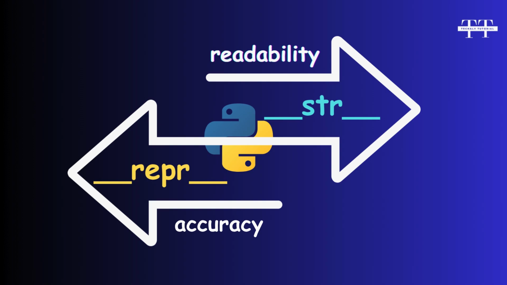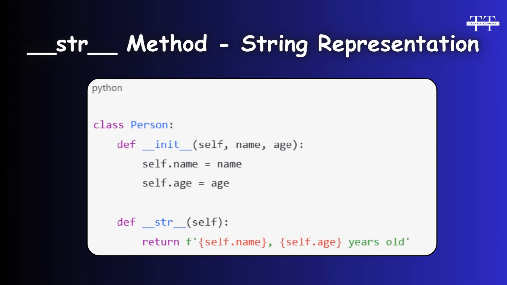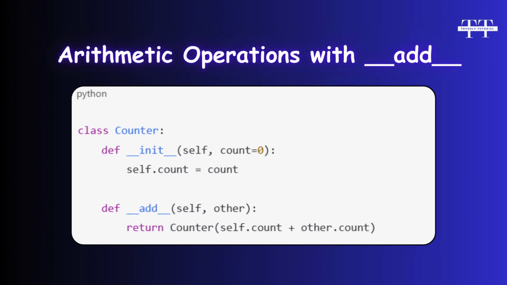One of the simplest and most useful Dunder methods is __str__. This method defines how your object is represented as a string when you use the str function. Here's an example. Now, when we call print on a person object, it will display a user-friendly string instead of a cryptic object reference.